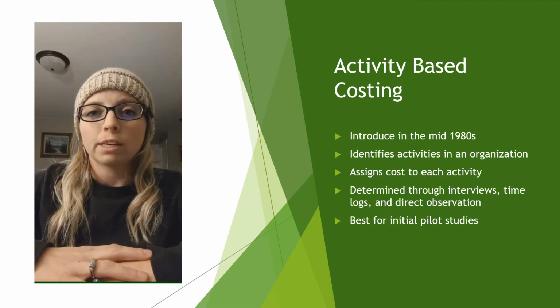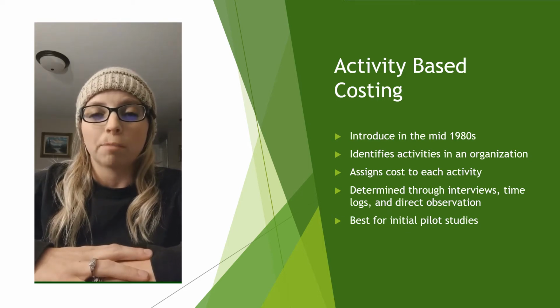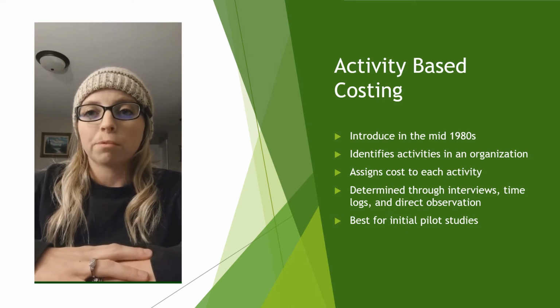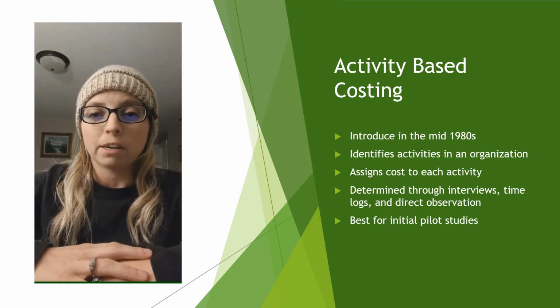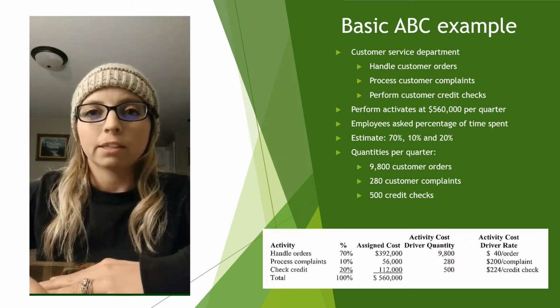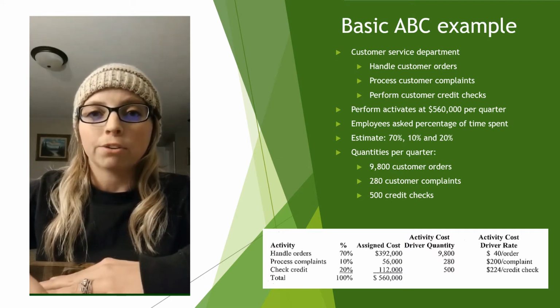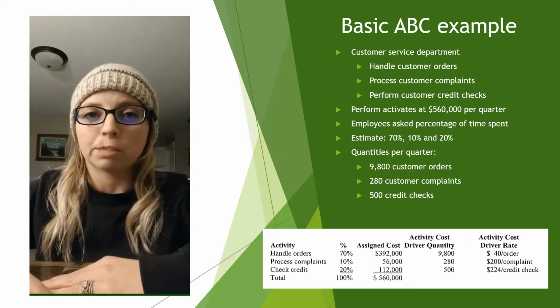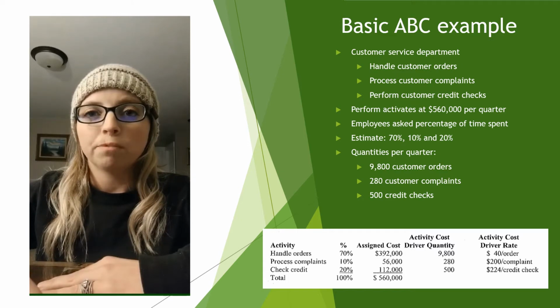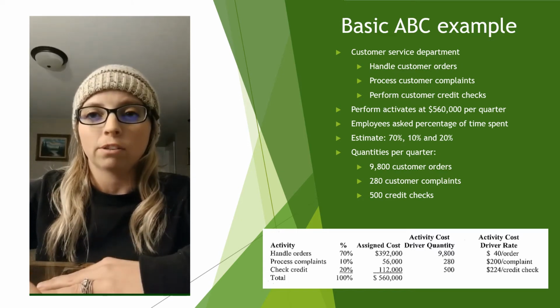The resource expense assigned to an activity is decided through interviews, time logs, and direct observation. This method works best for initial pilot studies for a company. In this article, they consider a customer service department that performs 3 activities: handle customer orders, process customer complaints, and perform customer credit checks. To perform these activities in each quarter, it costs $560,000.